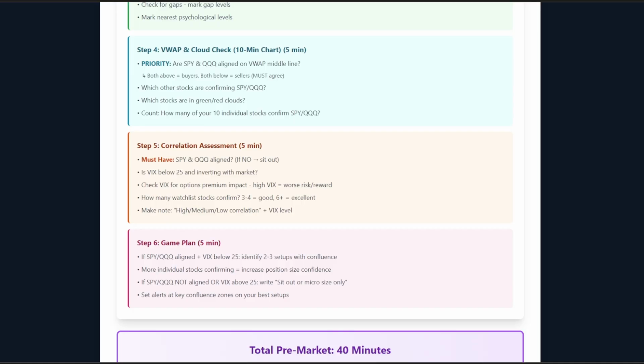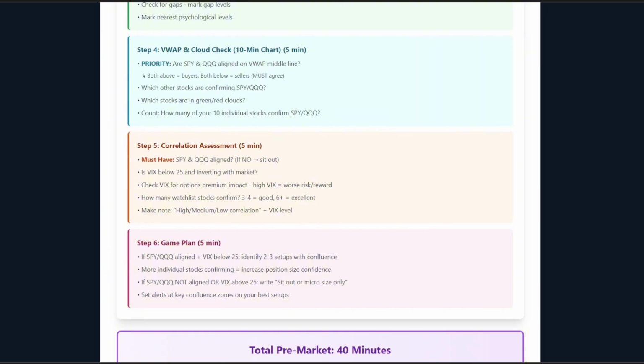Right. Step number 5 is the correlation assessment. Must SPY and QQQ be aligned? If no, sit out. VIX should be below 25, or if VIX is below 20 and inverting with the market, right? As long as SPY is going up and VIX is going down, you're seeing that inversion, or vice versa. As long as SPY is going down and VIX is going up, you're seeing the inversion. Check VIX for option premium impacts.